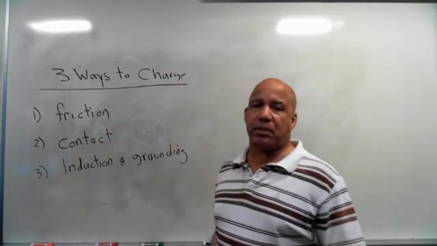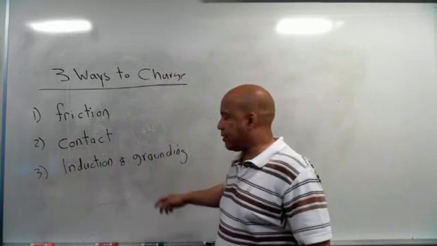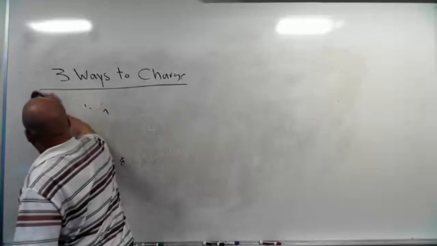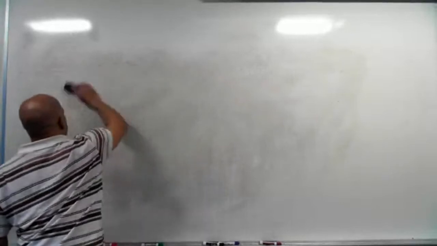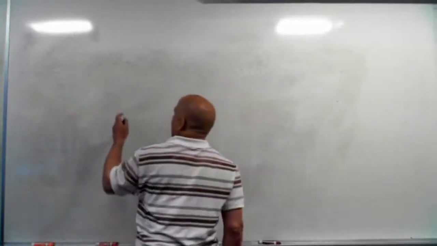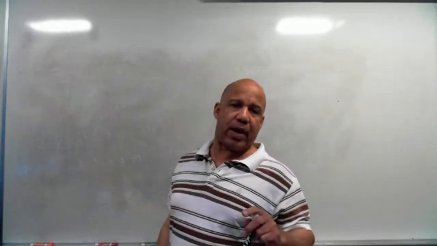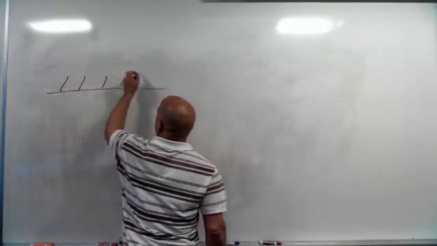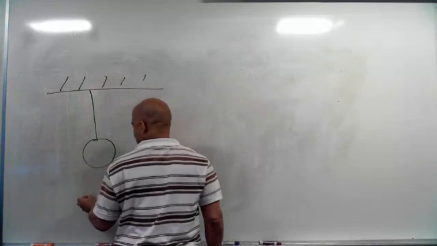Now this third way, charging by induction. Let's talk about that. It says induction or grounding. That's kind of interesting. What does it mean to charge by induction and then grounding? So to talk about that, I want you to imagine I have a metal ball hanging from the ceiling with a light thread. So I got the ceiling, I got a string, and I got this metal sphere. So it was metal.